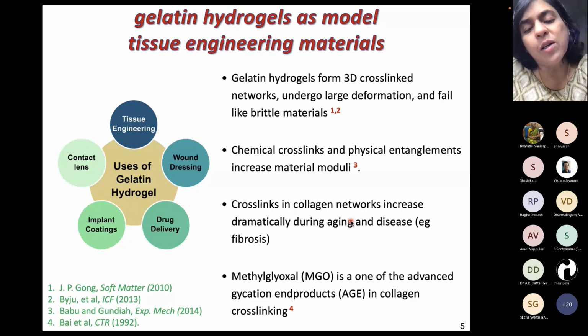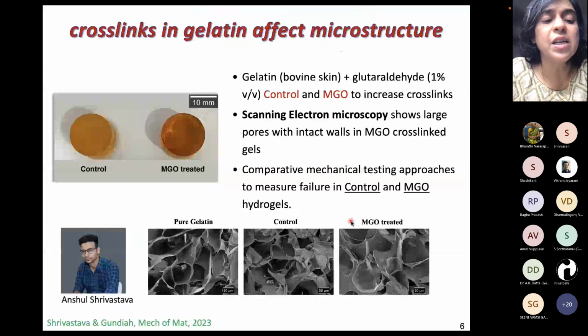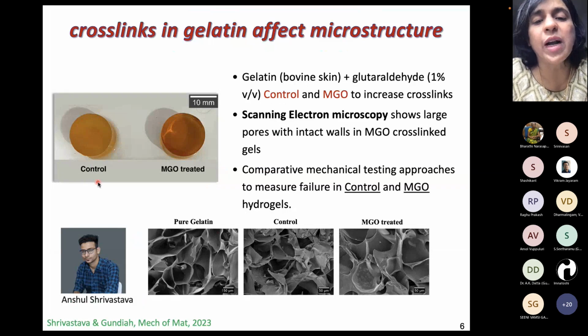What we discovered was that methyl glyoxal, MgO, is a very nice end product which is involved in collagen cross-linking. So we thought, why couldn't we use both this MgO and glutaraldehyde and try and cross-link the gelatin hydrogels? This work was done by Anshul. What you see here are two little blocks of this gelatin. One is control, which is gelatin treated with glutaraldehyde alone, and the other has been additionally treated with MgO.